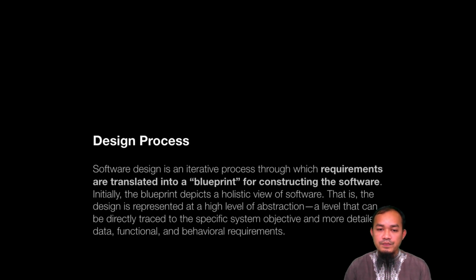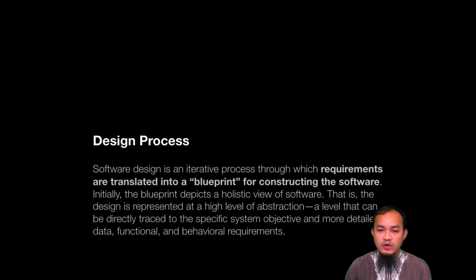The design is represented at a high level of abstraction. So the design mostly explains the level of abstraction, something high level, not too low level, but a little bit between requirement analysis, a level that can be directly traced to the specific system or requirement object, and then more detailed data, functional and behavioral requirements. This is what we call high-level abstraction.